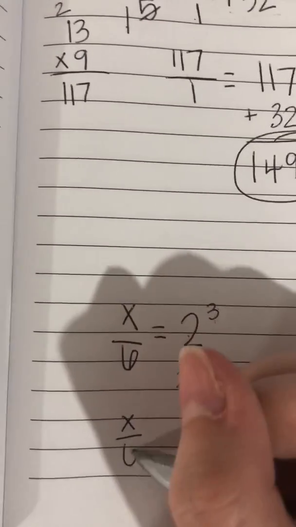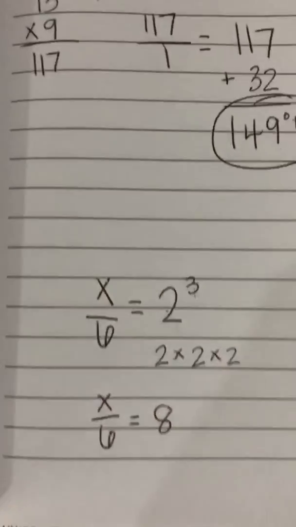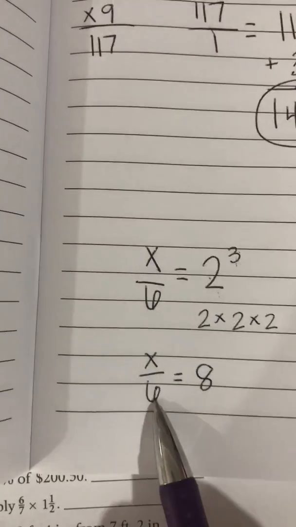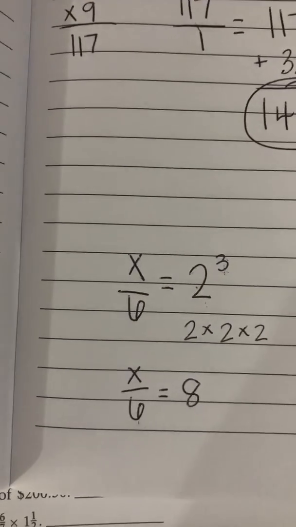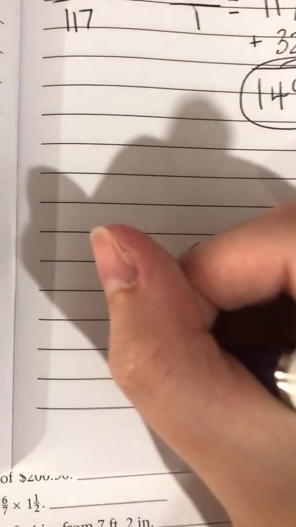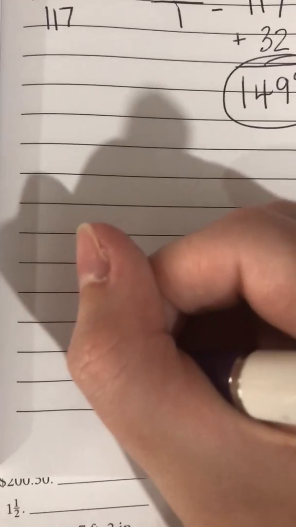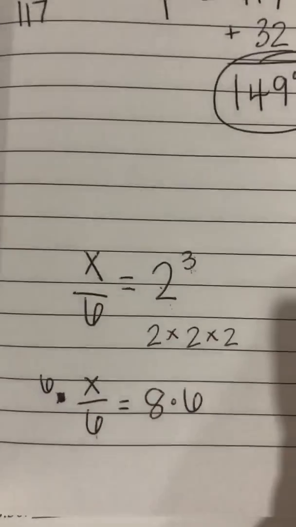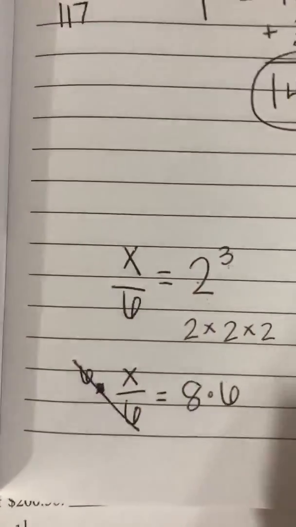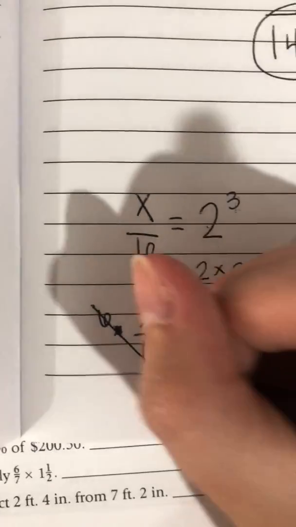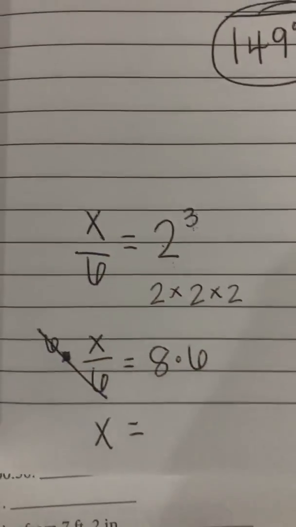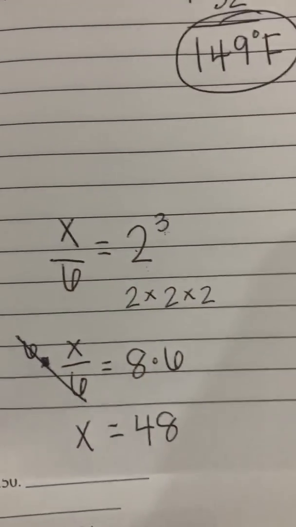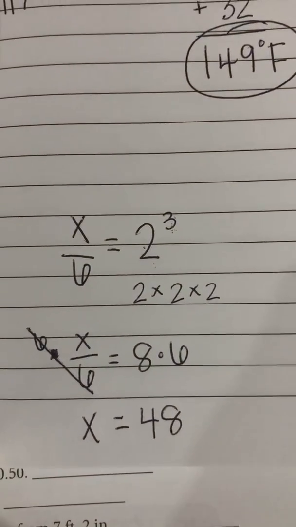We have x over 6 equals 8. Now, we're trying to get x by itself, so we do the opposite. Now, that's being divided, so the opposite of dividing is multiplying. I should have put a dot there instead of an x. If I do it to one side, I do it to the other. These 6's cancel out, so I'm left with x on this side. 8 times 6 is 48. So x equals 48.